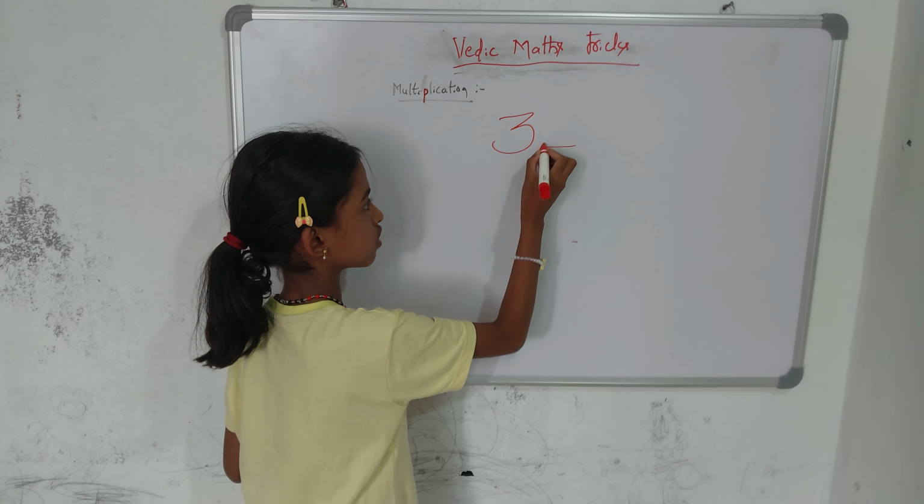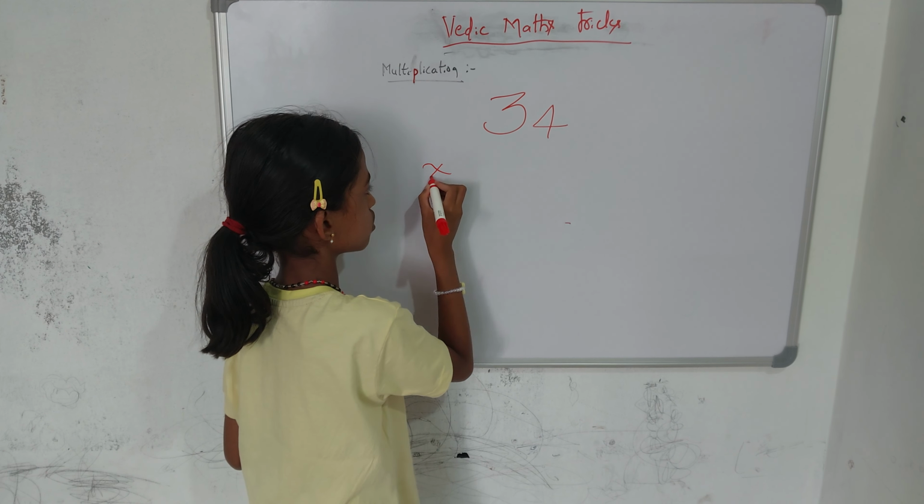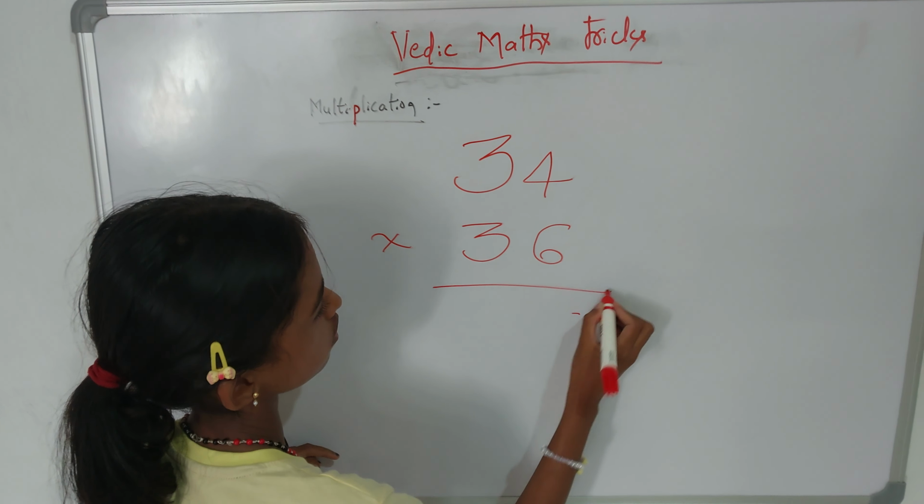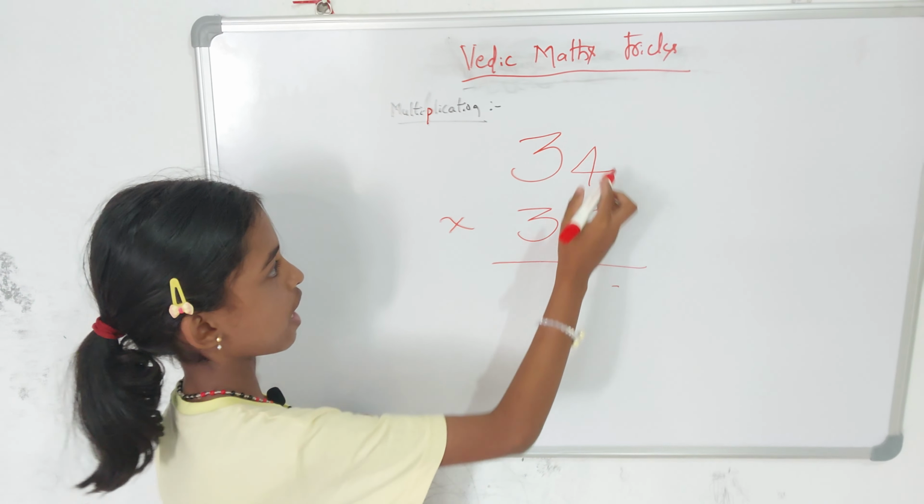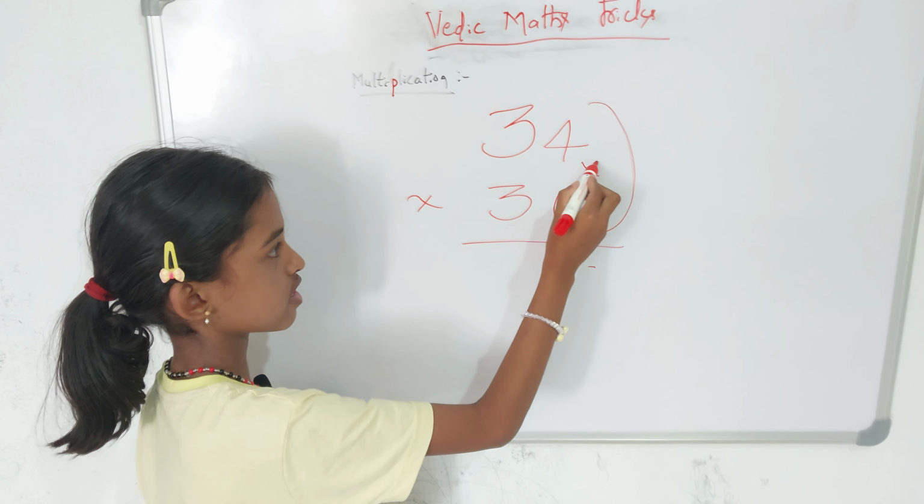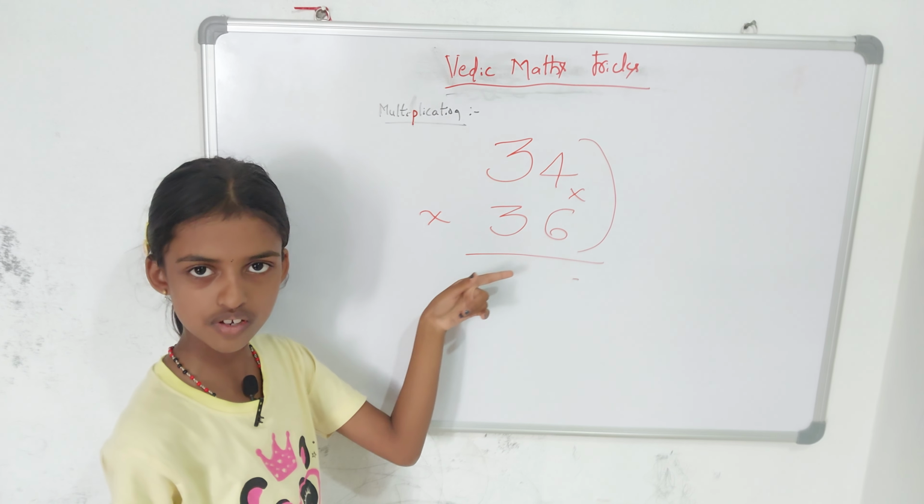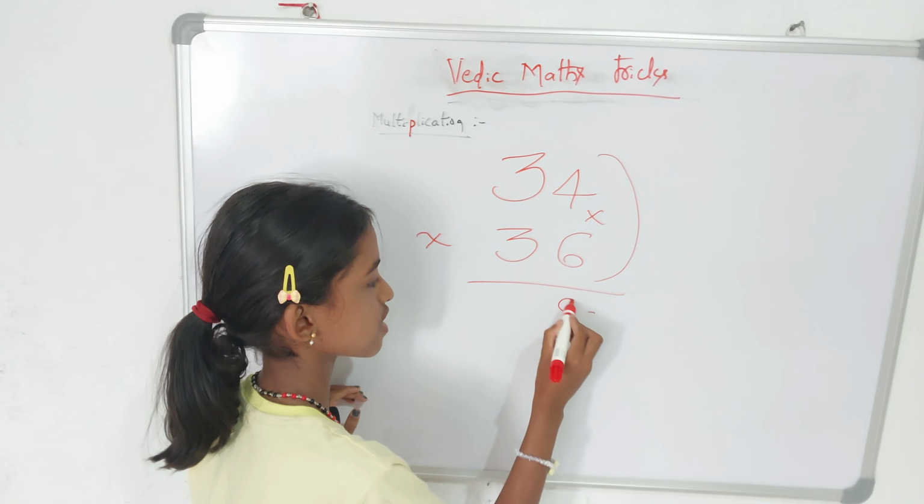34 into 36. Now multiply 4 into 6. 6 ones are 6, 6 2s are 12, 6 3s are 18, 6 4s are 24. So the answer is 24.